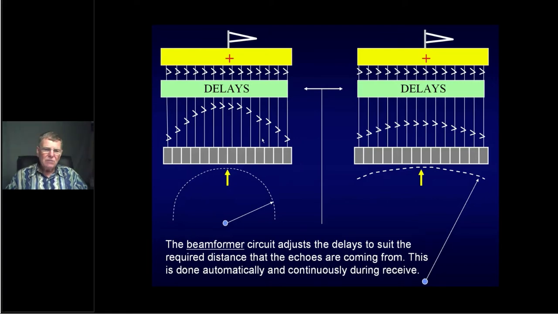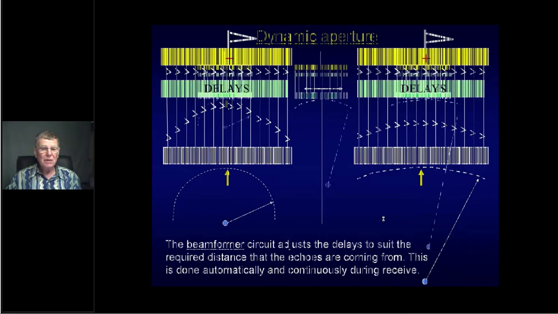So here we've got the delay set quite markedly because the echoes are coming from superficially. Here, the echoes are coming from deeper. The machine knows this, and therefore the beamformer will automatically set those delays accordingly. Isn't that clever? You're getting maximum amplitude signal from the echoes, no matter where they're coming from in the patient.